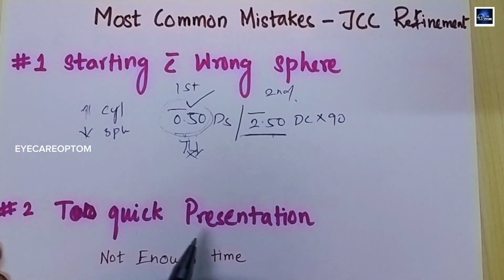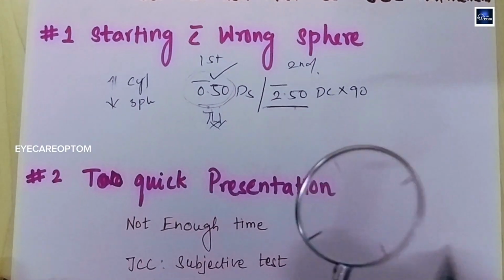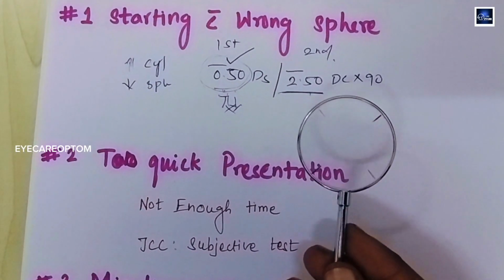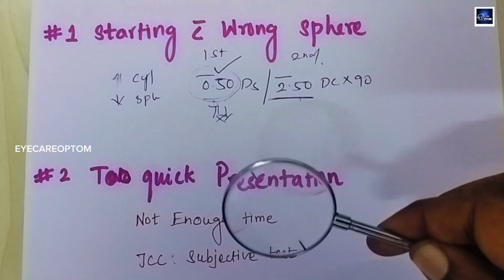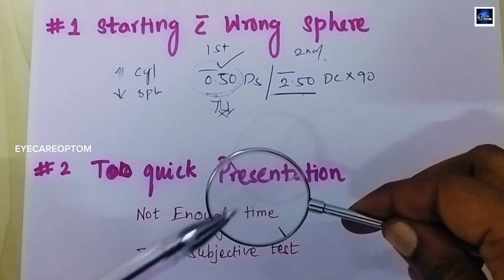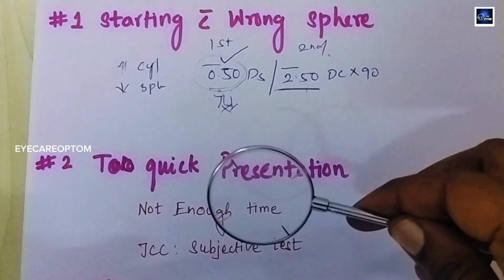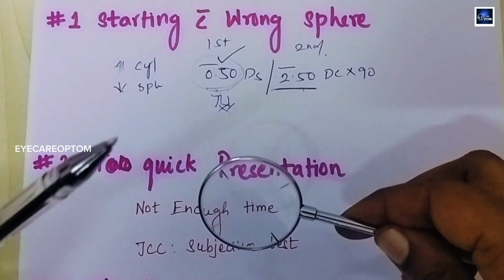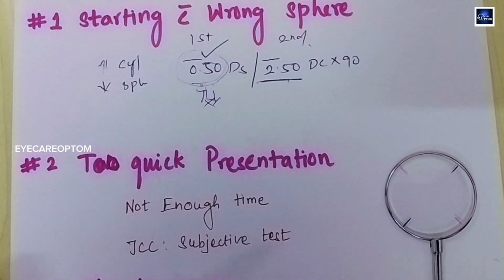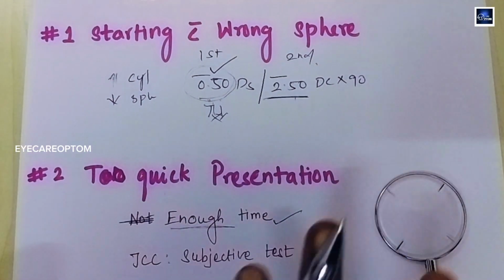The second mistake, too quick presentation. This means if you are flipping your JCC too fast, you are not giving adequate time for your patient to compare your options. Let's say you just flipped very fast. What will happen? You didn't show them the first option properly. Your patient might say the current position is clear simply because that's what they are looking at right now. This is not a proper comparison. Remember, JCC is a fully patient responsive test. So always give them a proper time to differentiate the two options.